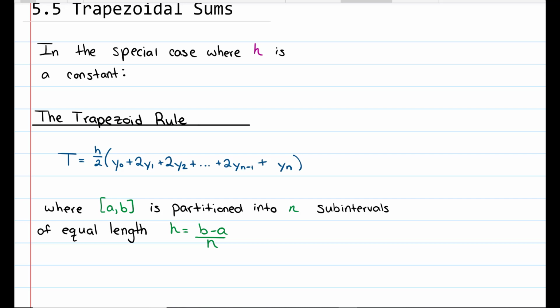So if the heights are the same, we get the trapezoid rule equation: T equals h over 2 times y0 plus 2y1 plus 2y2 all the way until you get to 2 times y sub n minus 1 plus y sub n, where n is the number of subintervals. So then h can be broken up into b minus a over n, very similar to delta x.